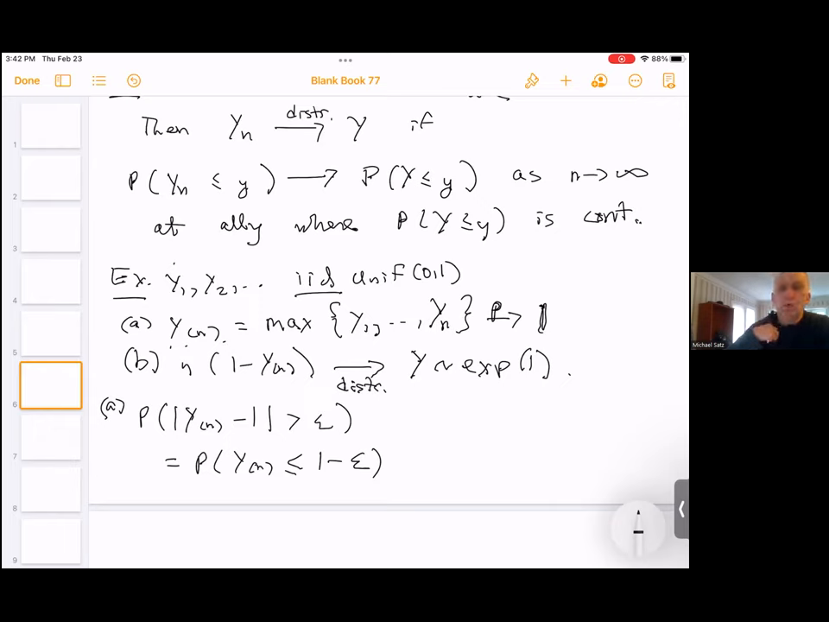Yeah, okay. Well, I expect you to know the probability one is less than or equal to that. I could see why you might be stuck on the max. What's the probability a uniform 0, 1 is less than or equal to 1 minus epsilon? It's just 1 minus epsilon, right?